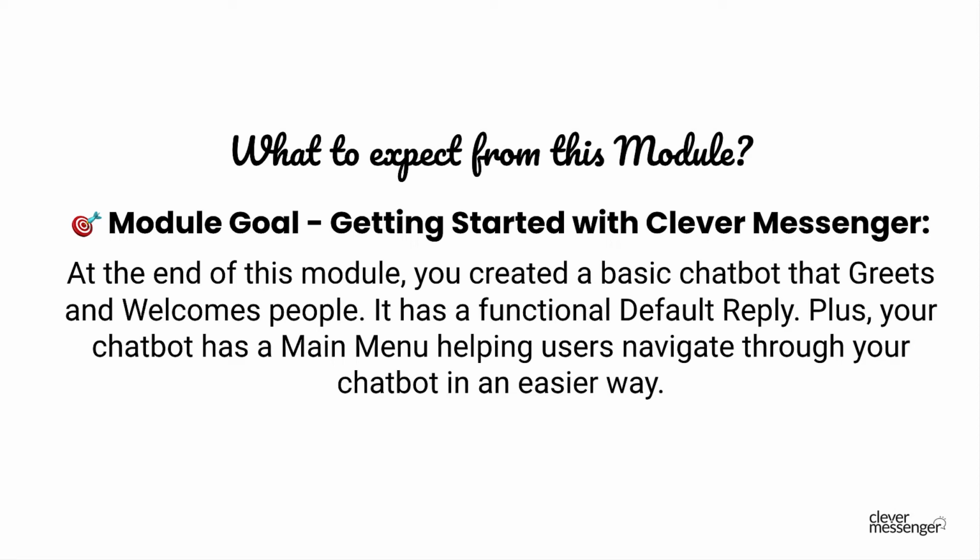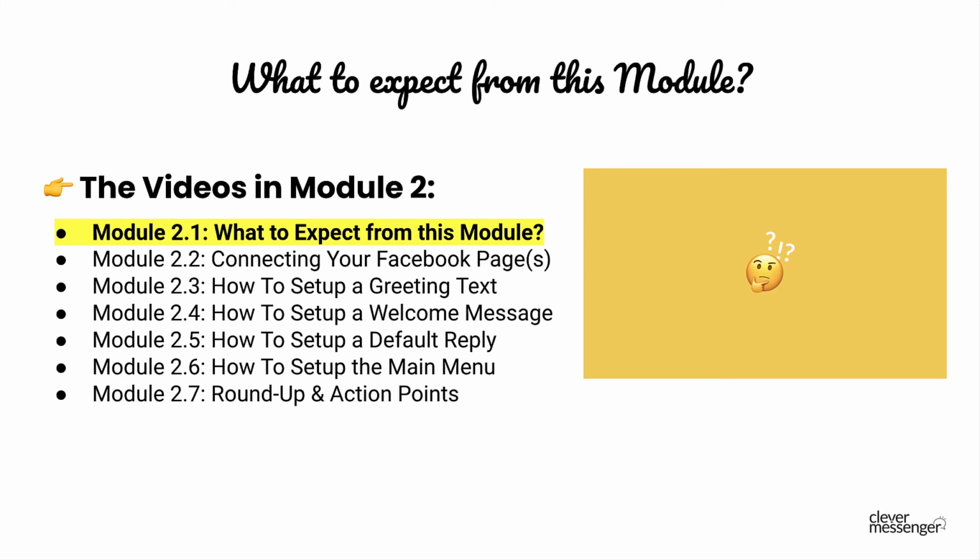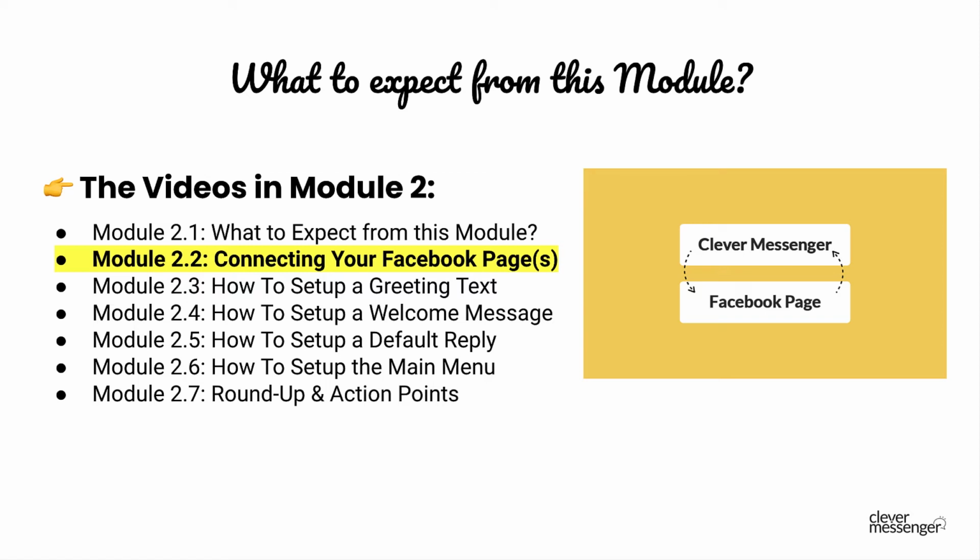It has a functional default reply, plus your chatbot has a main menu helping users to navigate through your chatbot in an easier way. Now, together with the video you are watching right now, we have 7 videos in this module, and now you're obviously watching this video right here, what to expect from this module. The next video will go about how to connect your Facebook fan pages to Clever Messenger so that you can actually use your Facebook pages and attach a chatbot to them.